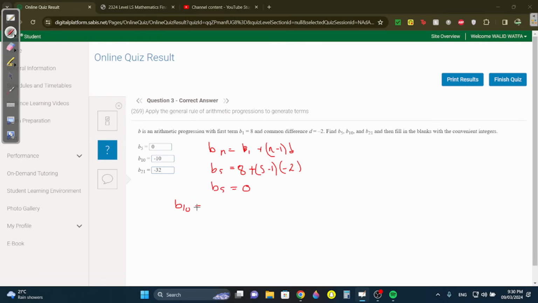B10 is going to be B1, again 8, plus 10 minus 1 times minus 2, and you should get minus 10. Then B21 is again B1, which is 8, plus 21 minus 1 times minus 2, and you get minus 32. Very easy.